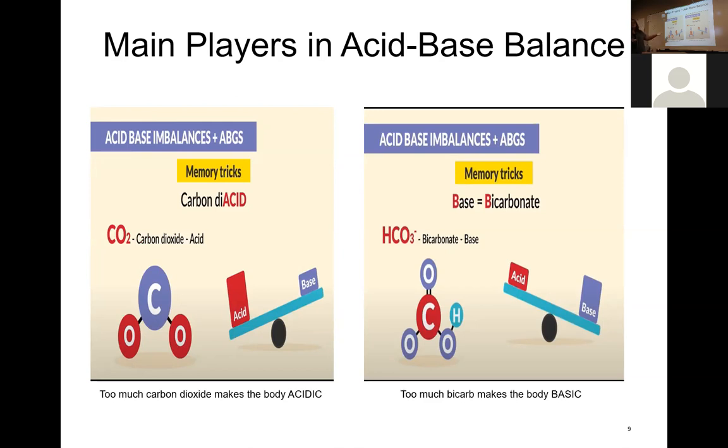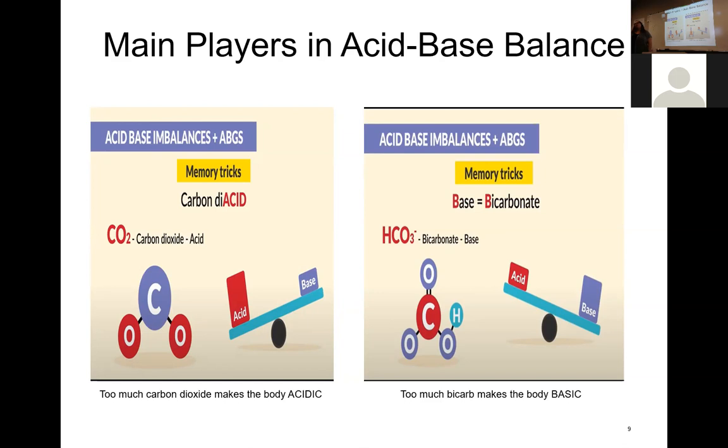Okay. This is from the video you watched with Mike the RN, and it just talks a little bit about memory tricks. How do we remember? And I think you guys have this, but basically it says carbon dioxide is an acid. The more we have of that, the more acidic we are, right? If we're retaining CO2, we're likely to be acidic, right? Because it's an acid. And vice versa, base is a B with bicarb or bicarbonate. So we're likely to be alkalotic if we're retaining our base, right?